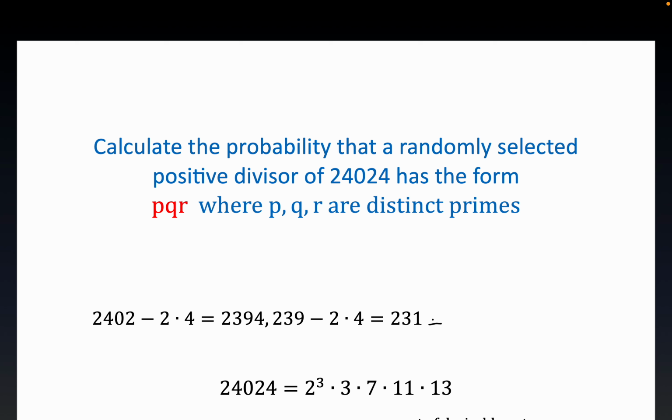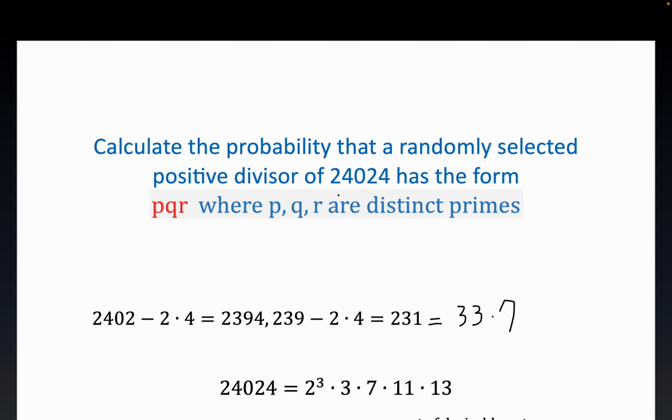Hey everybody, today we have, I guess you'd call it, a slightly offbeat probability problem where we're trying to calculate the probability that a randomly selected positive divisor of 24,024 has the form PQR, where P, Q, and R are distinct primes. In order to do this, you need to know the prime factorization of 24,024. It allows you to count the divisors very easily.